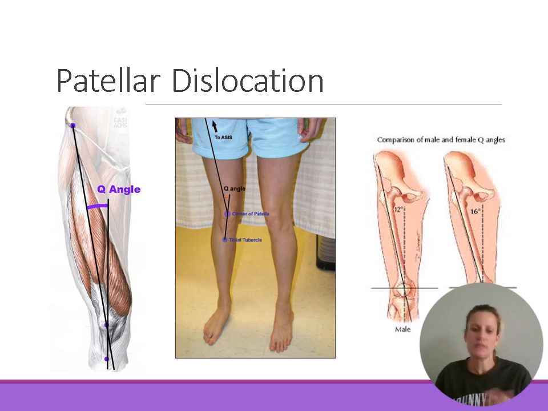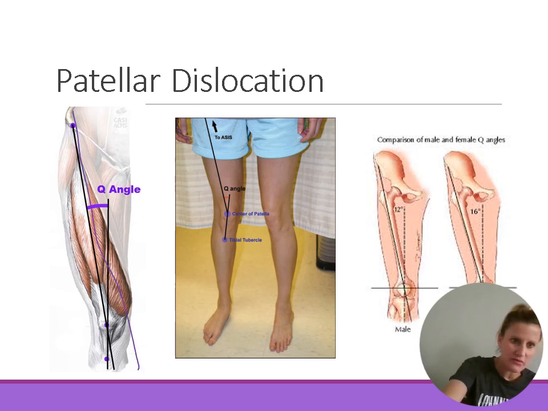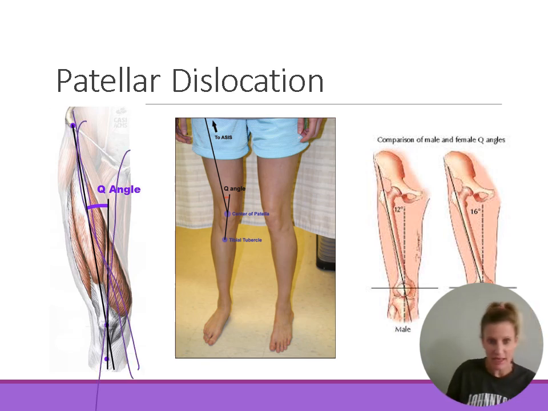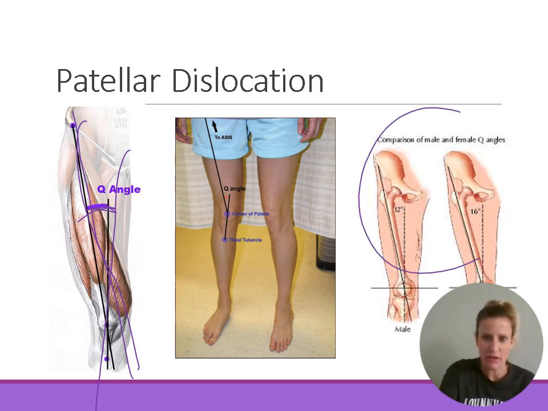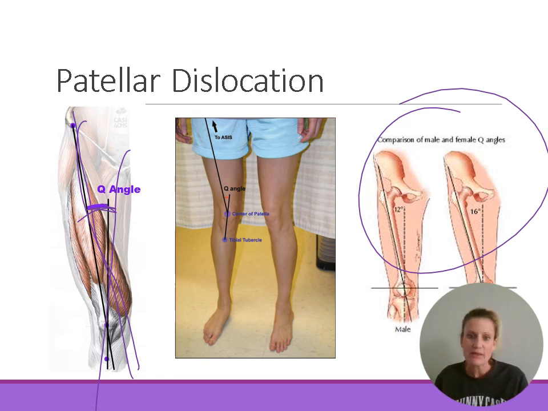Here, this is just showing us the Q angle, which again is the angle of the knee. Here you're comparing the angle of the femur versus the angle of the tibia, and that gives us the angle between those two lines, the Q angle. Here you can see the male versus female Q angle. Females tend to have a larger Q angle, which just means there's a larger lateral pull on the patella from the quadriceps muscles.